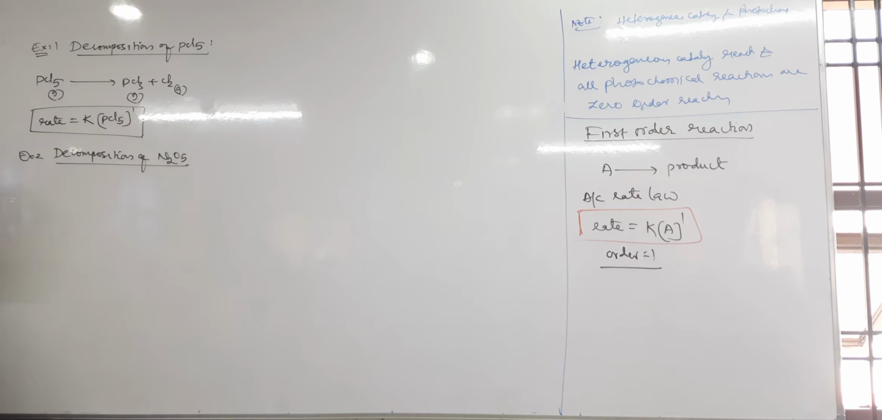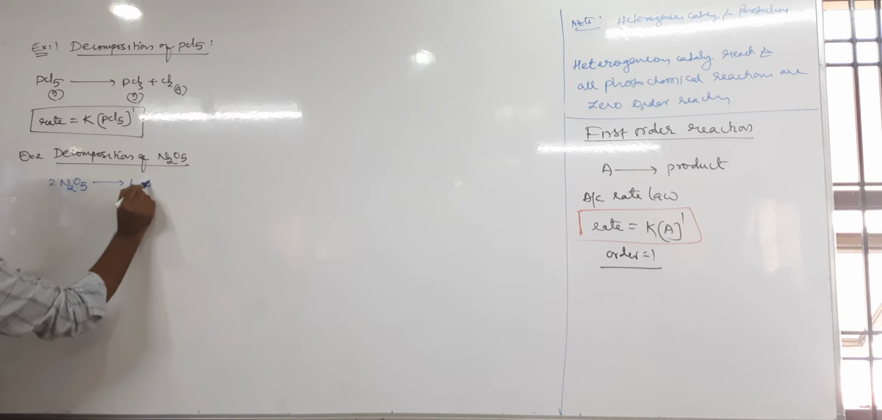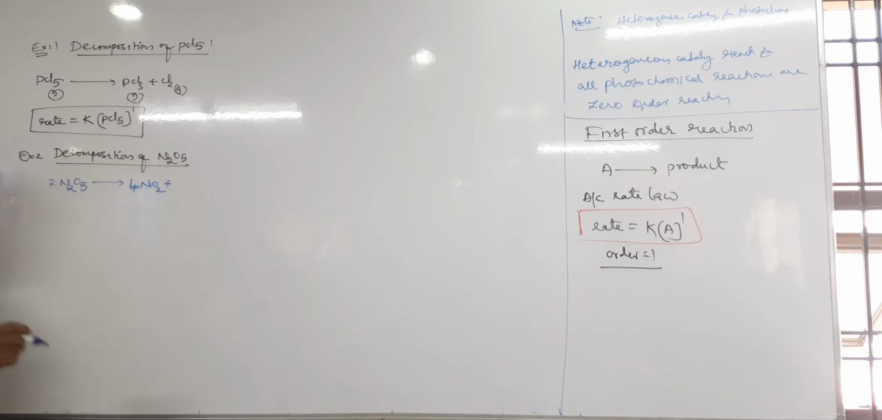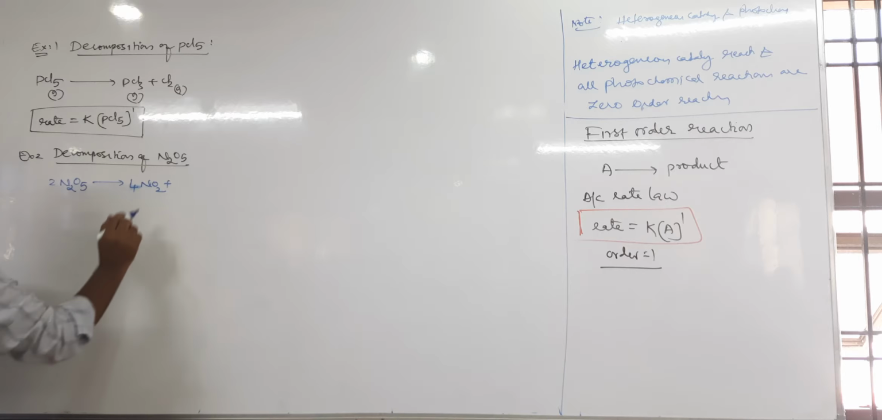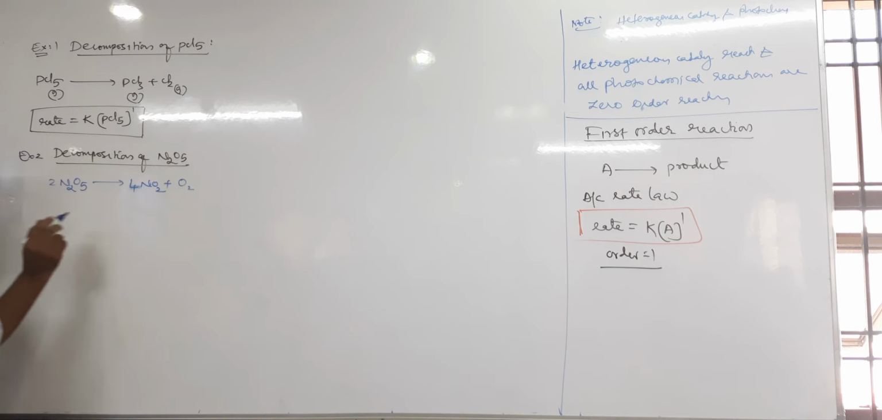So decomposition of N2O5. Tell me, in N2O5 decomposition, the reaction is like this. 2 N2O5 gives rise to how many NO2? This equation is given in your textbook, important, many times repeated. NO2 plus O2. But what is the mechanism?